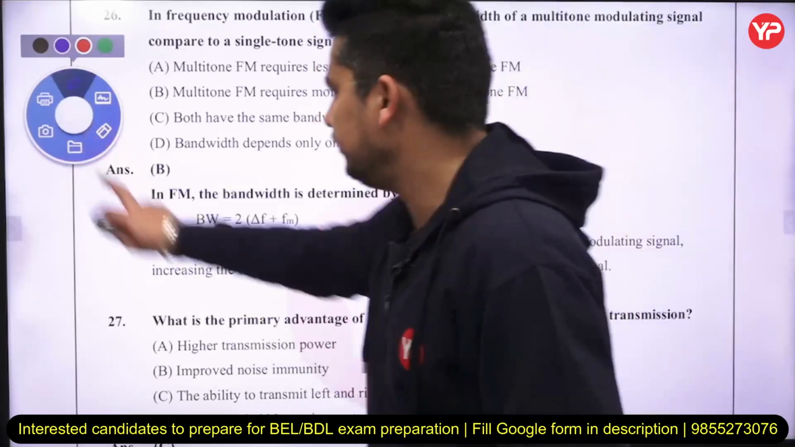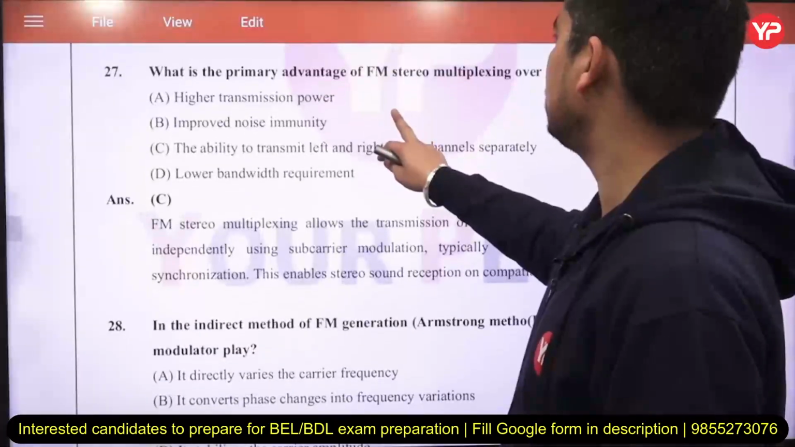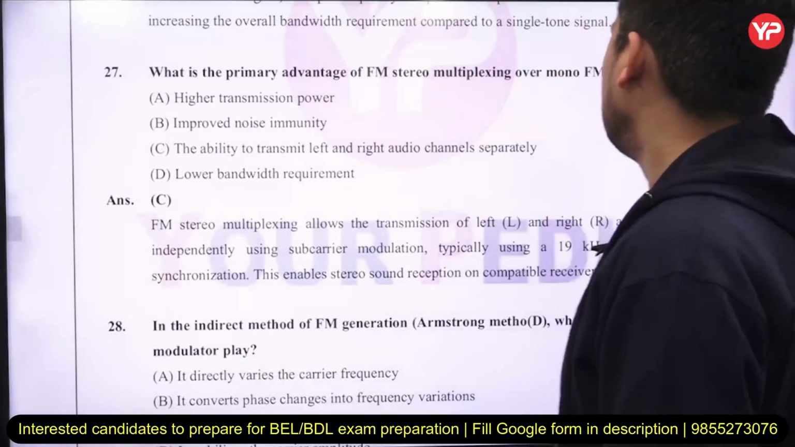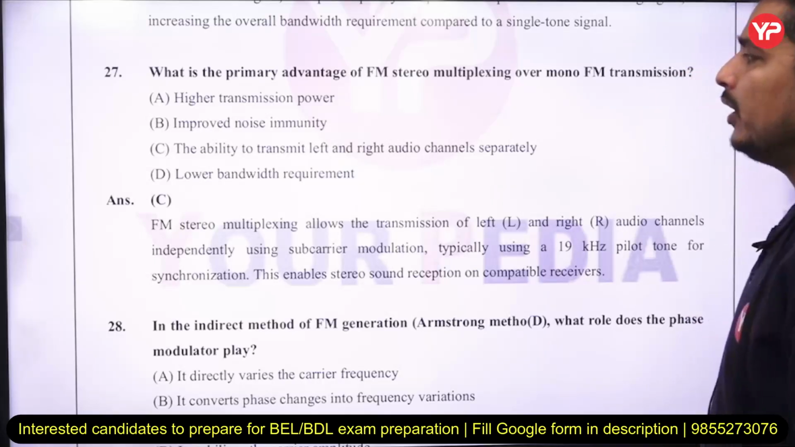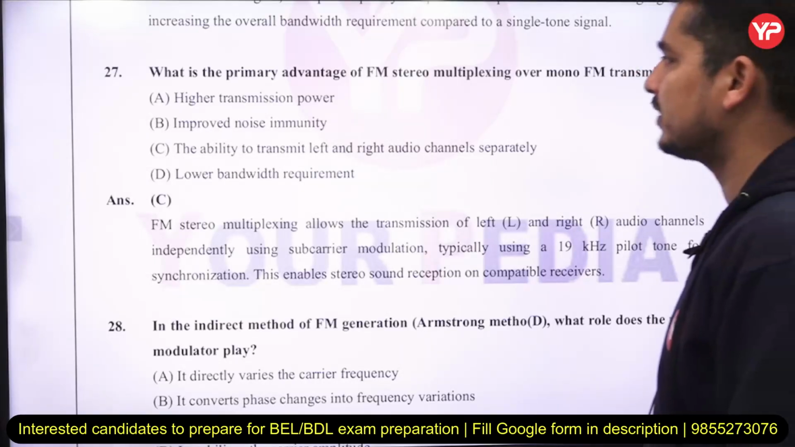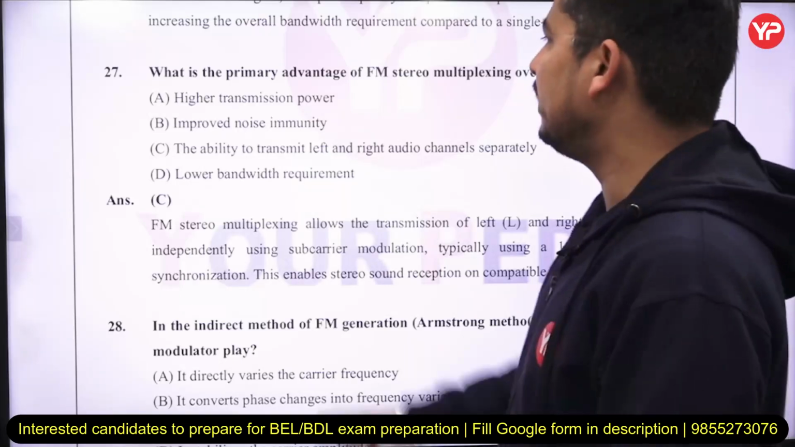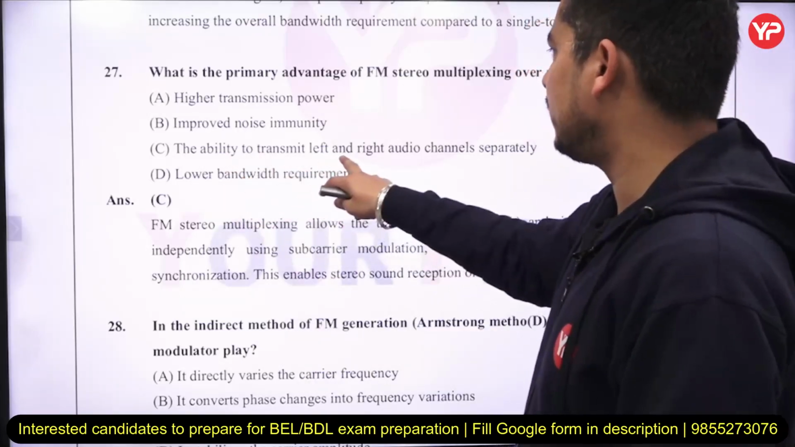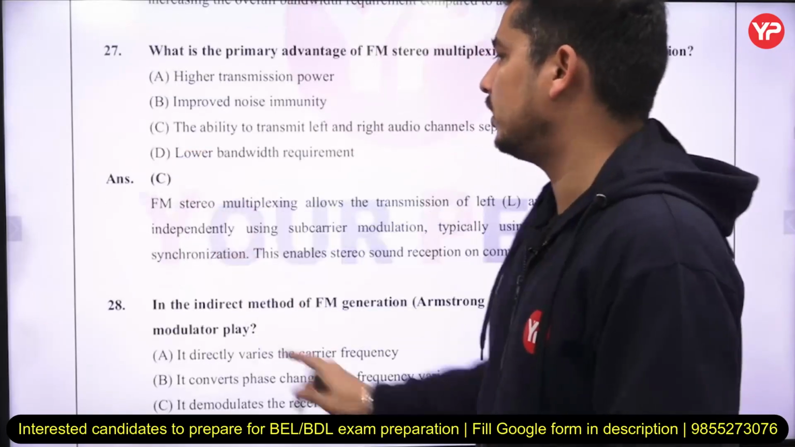The next question. What is the primary advantage of FM stereo multiplexing over mono FM transmission? When you compare stereo multiplexing with mono, the basic advantage is the ability to transmit left and right audio channels separately. That is the advantage of this one, right?